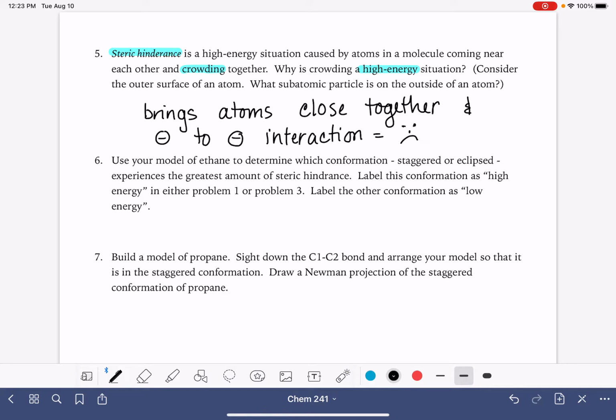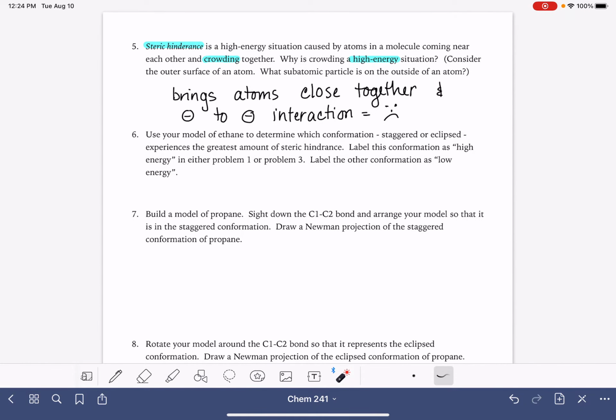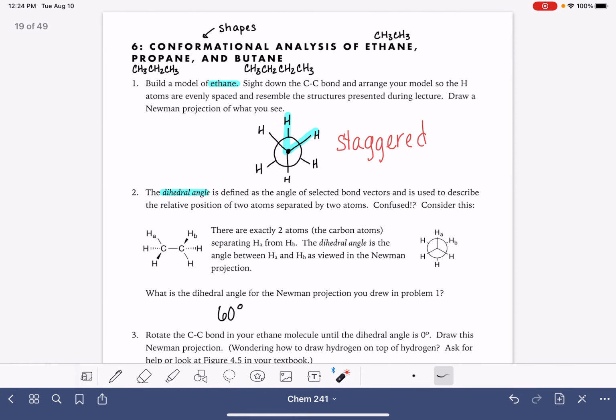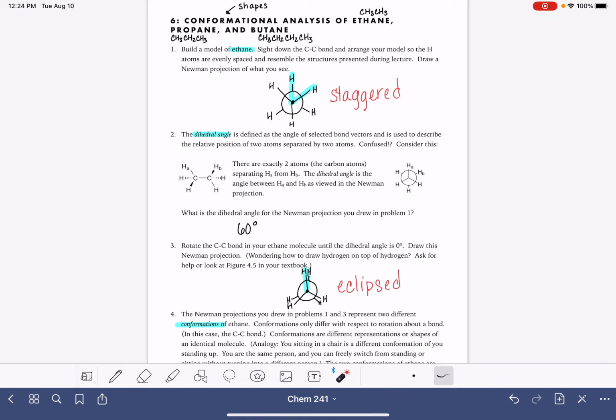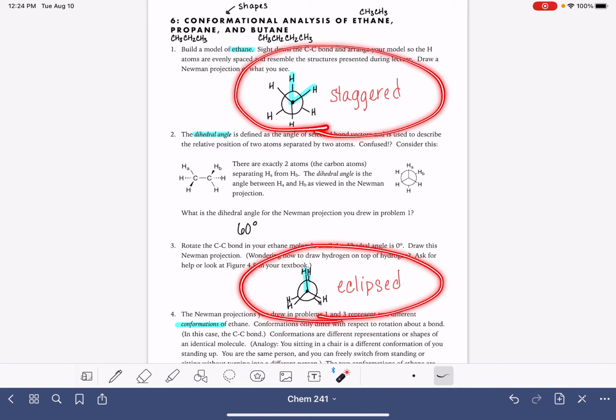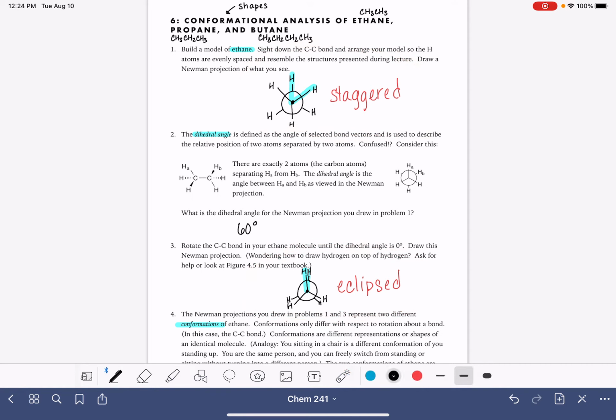So looking at our conformations or looking at your model, staggered versus eclipsed, which one experiences the greatest amount of steric hindrance? We're going to label that as high energy and the other as low energy. Steric hindrance being a reference to crowding, what we're basically doing is trying to figure out which of these two shapes has the atoms in a more crowded configuration. And that's always going to be the eclipsed situation.